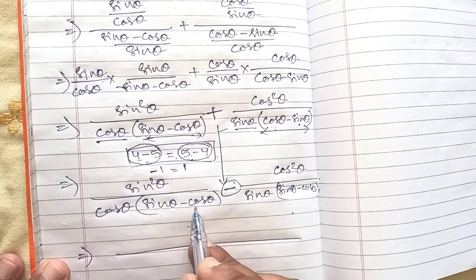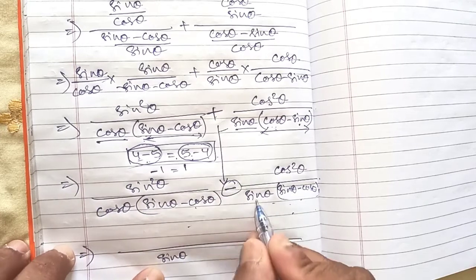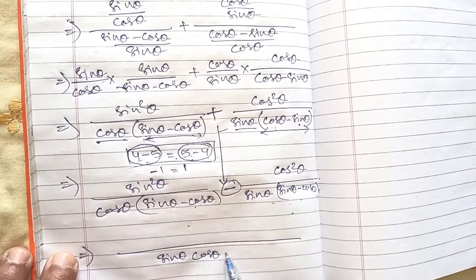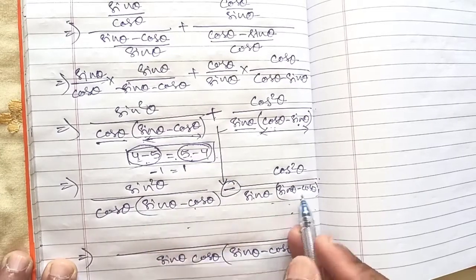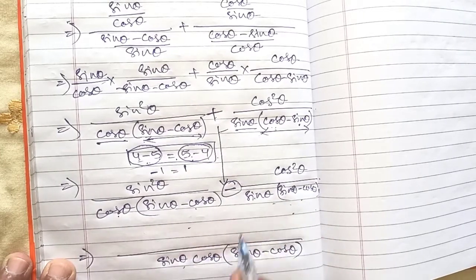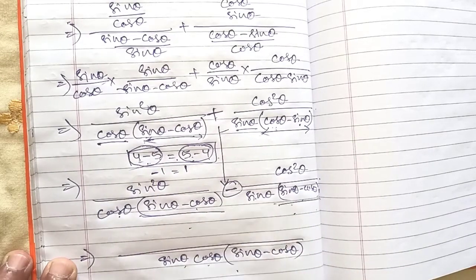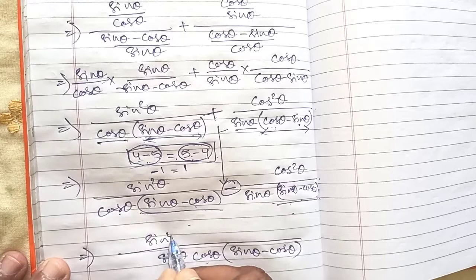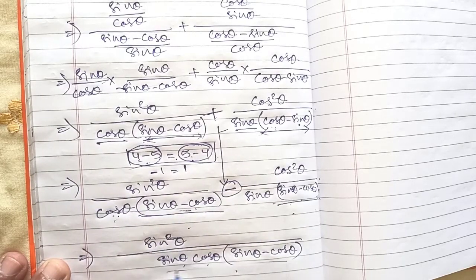As I said, whatever different things are given in the denominator, all will be your LCM: sine theta, cos theta and sine theta minus cos theta. This is your LCM, because here cos theta is there, here sine theta is there, and this one is the same for both denominators, so we will take any one. Now sine square theta: out of these two, which term is missing? Sine theta is missing here.